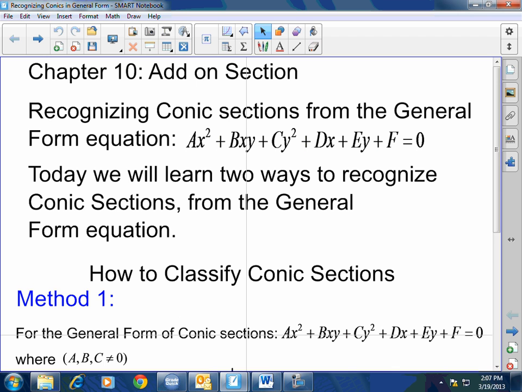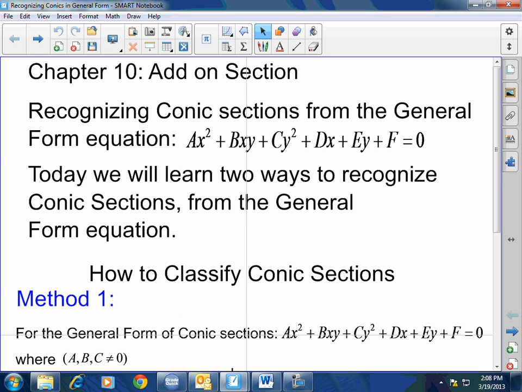Apparently I didn't post these online. I apologize. I will post them today before I leave. Don't worry about writing down all these crazy formulas and stuff for right now. I would just want you to focus and listen to what I'm saying, because I'm going to make this so easy for you guys. First of all, recognizing conic sections from a general form equation is what we're doing.